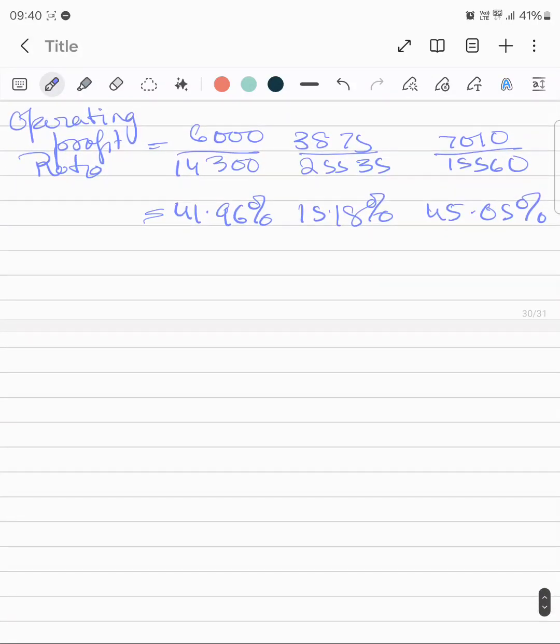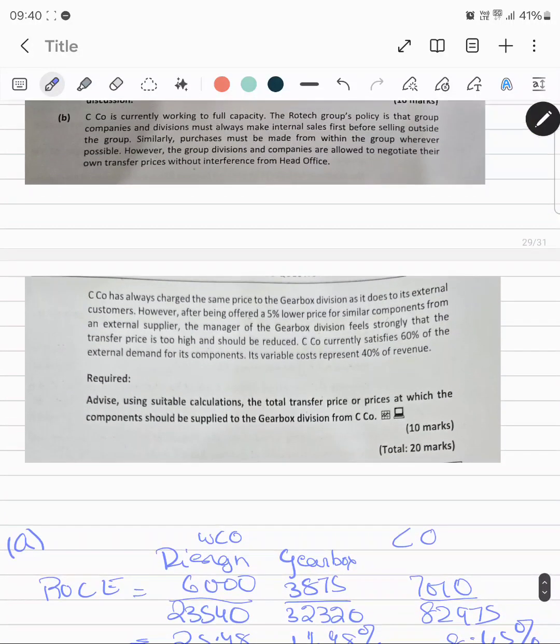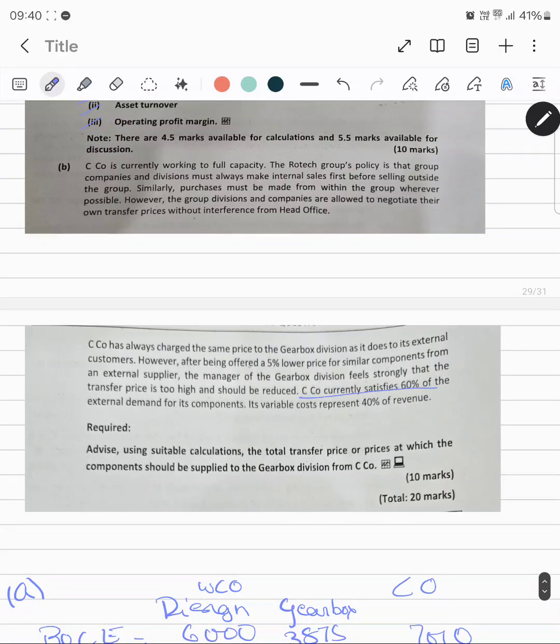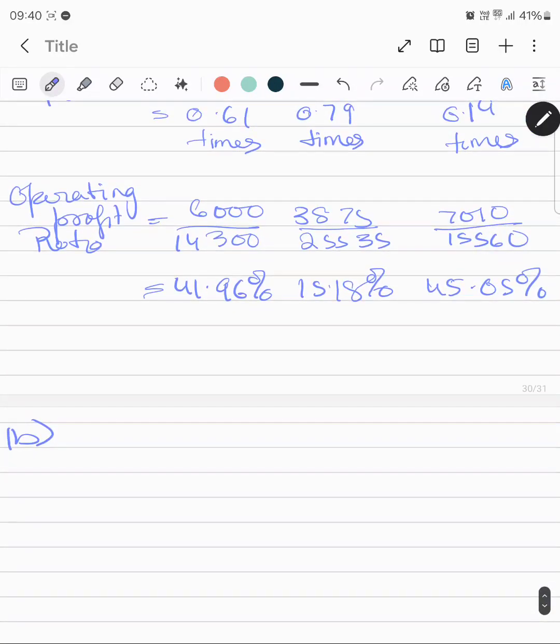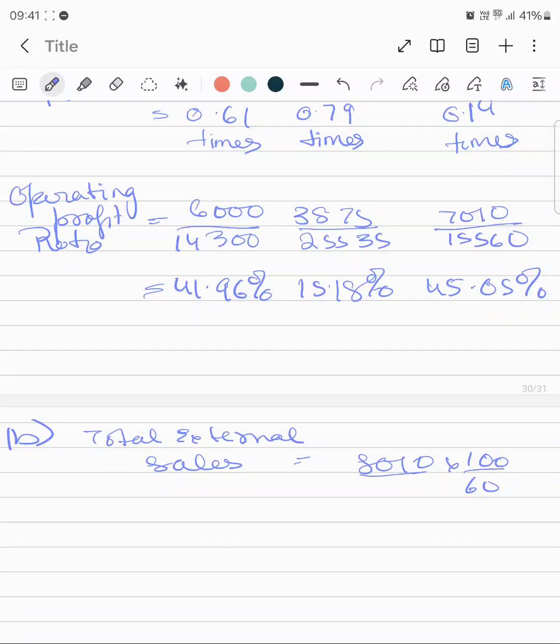So for this, in B part it has already said that currently it satisfies 60% of the external sales. So total external sales, how will I calculate that? The external sales were 8010, and I would calculate it by multiplying by 100 and dividing by 60. So 8010 into 100 divided by 60, and that's 13350.